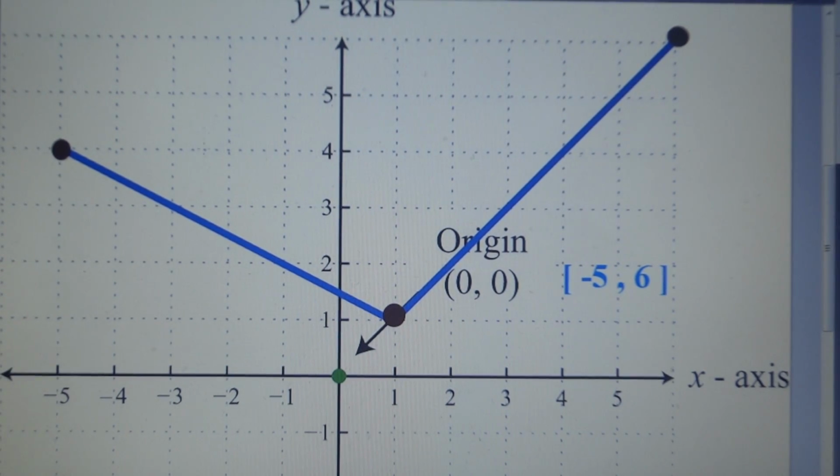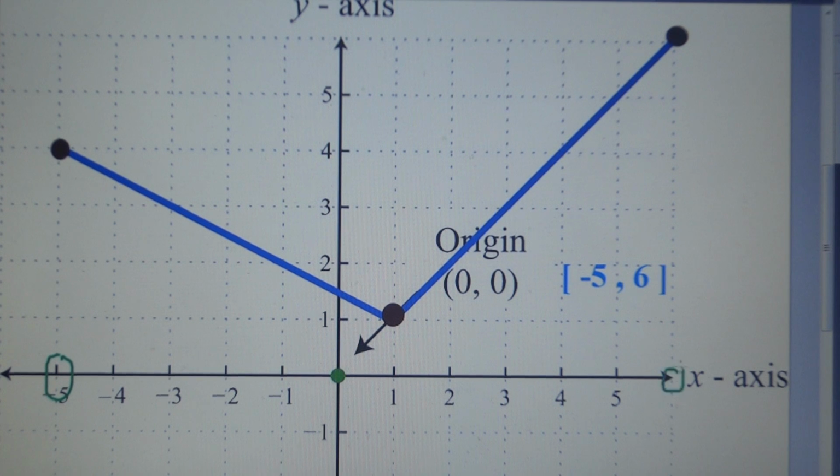This graph is from interval -5 to 6. We need to find the smallest number, which is the minimum, and the biggest number, which is the maximum. The smallest y value will be 1, and the biggest will be 6. So this one is the minimum, and this one is the maximum.